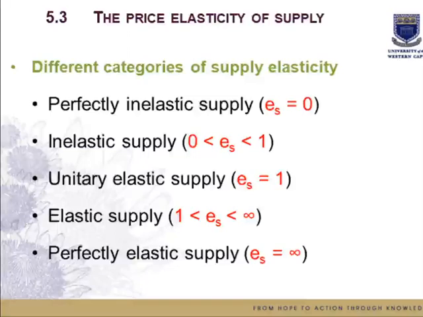The relationship between the quantity supplied and the price of a product can be further explained by the different categories of supply, which are: 1. Perfectly inelastic supply, where the elasticity coefficient is equal to 0. 2. Inelastic supply, where the elasticity coefficient lies between 0 and 1. 3. Unitary elastic supply, where the elasticity coefficient is equal to 1. 4. Elastic supply, where the elasticity coefficient lies between 1 and infinity.